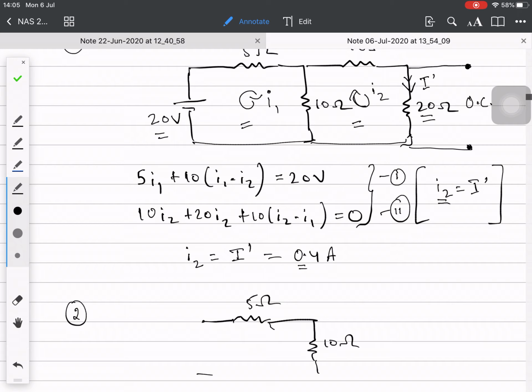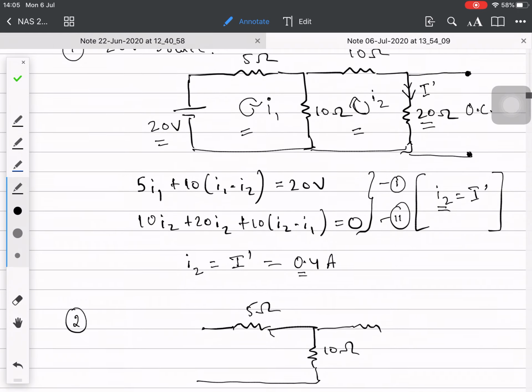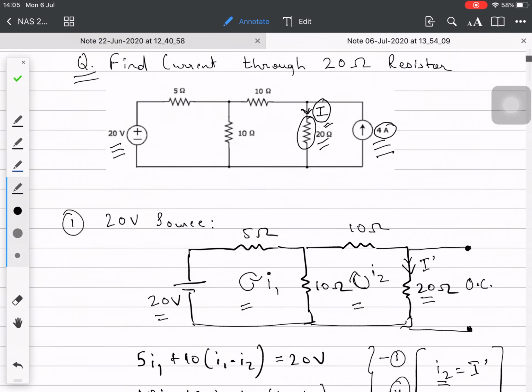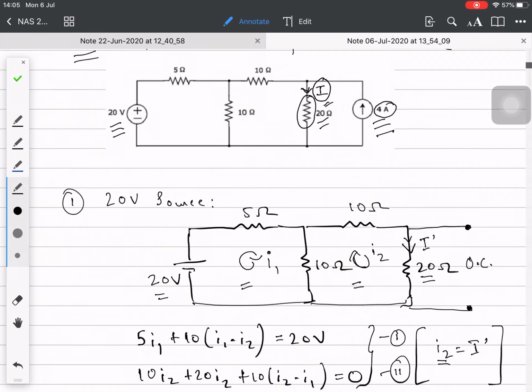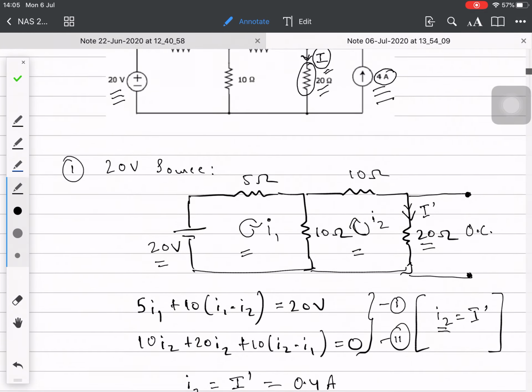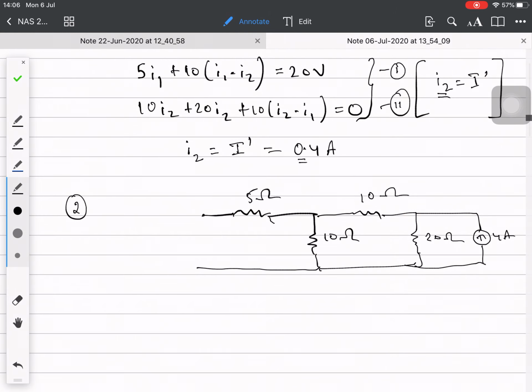I am just leaving this portion here because we will have to remove the 20 volt source, and we will see how we remove this source, right? 20 ohm, and this is the 4 ampere current source, right? So this is the original circuit. I am redrawing it here. Only difference is I have not drawn the voltage source here.